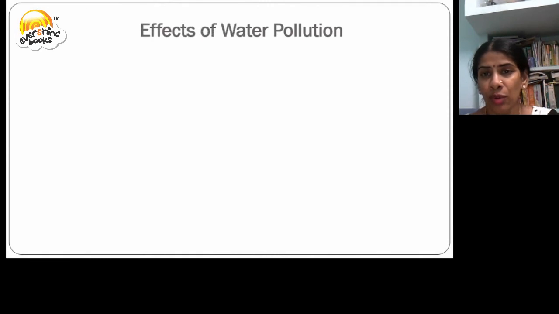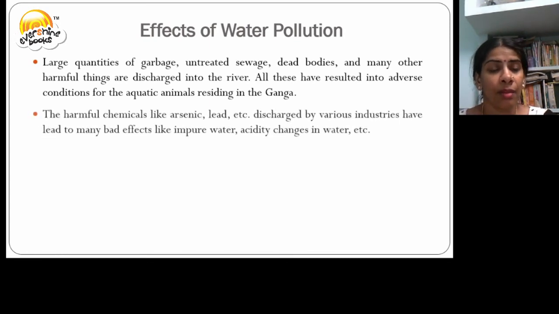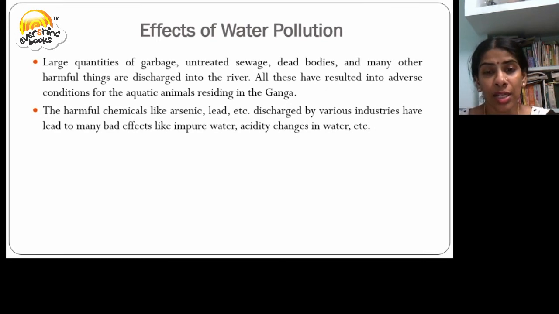What are the effects of water pollution? Large quantities of garbage, untreated sewage, dead bodies, and many other harmful things are discharged into the river. All these have resulted in adverse conditions for the aquatic animals living in River Ganga. The harmful chemicals like arsenic, lead, etc., discharged by various industries have led to bad effects in acidity, changes in water, and impurity of the water.